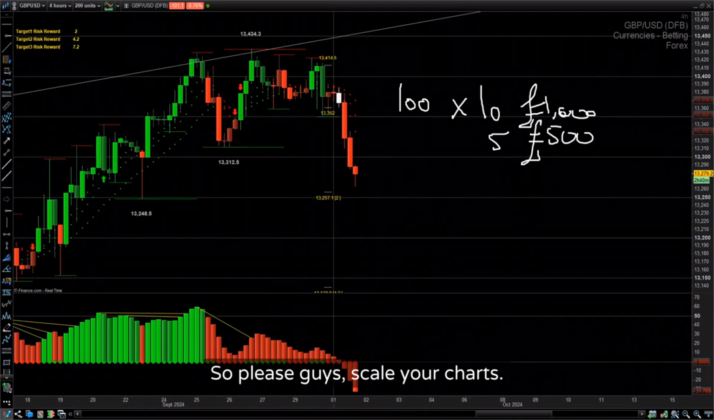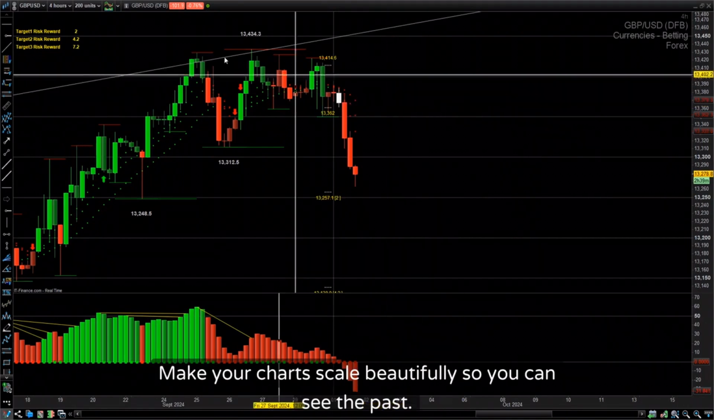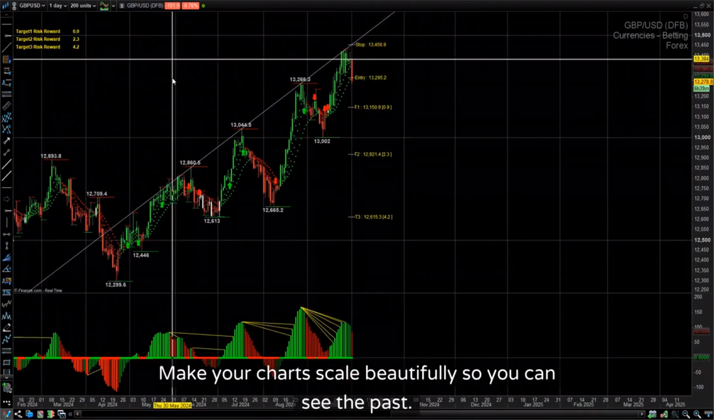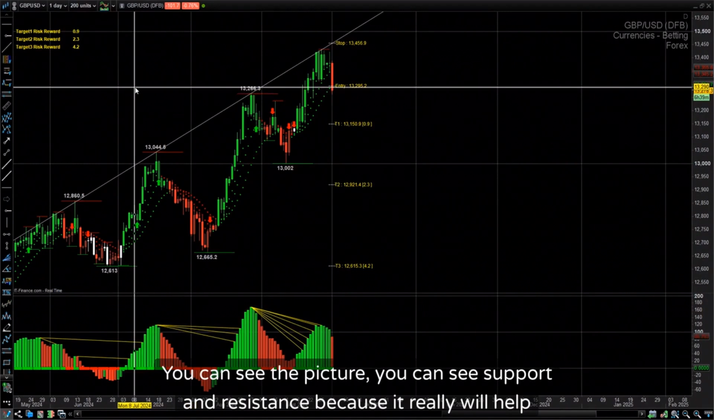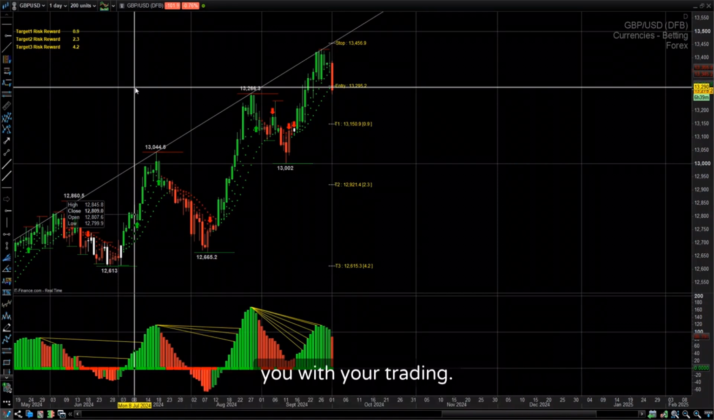So please guys, scale your charts. Make your chart scale beautifully so you can see the past, you can see the picture, you can see support and resistance, because it really will help you with your trading.